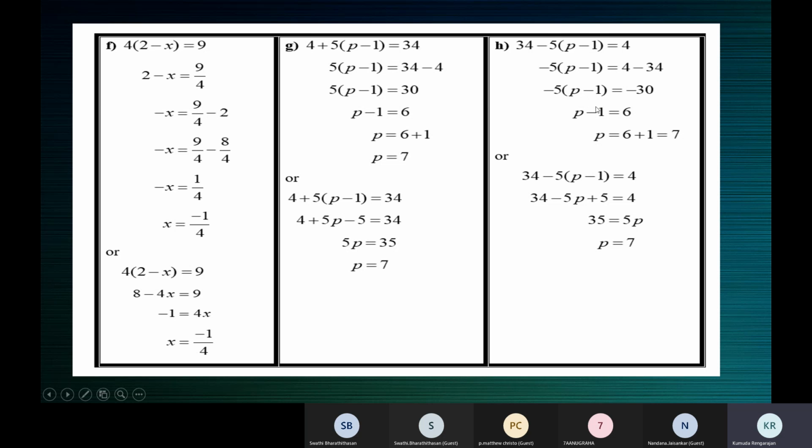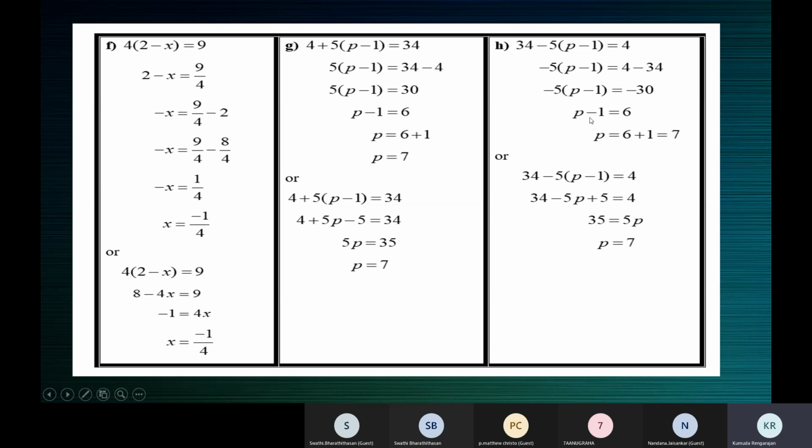When you divide the left hand side by minus 5, minus 5 and minus 5 will get cancelled. So we have p minus 1 is equal to, when you divide the right hand side by minus 5, 30 by 5 is 6, minus divided by minus. Like minus into minus is plus, minus divided by minus is also plus. Divide both the sides by minus 5, and you have p minus 1 is equal to minus 30 divided by minus 5. 30 by 5 is 6, minus divided by minus is plus.